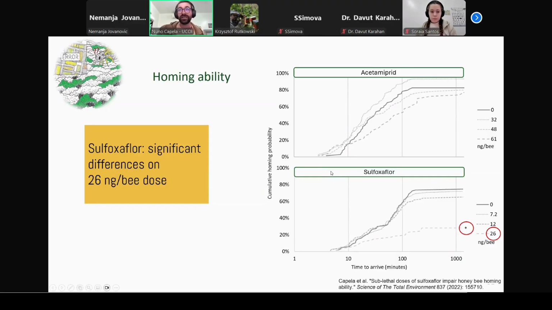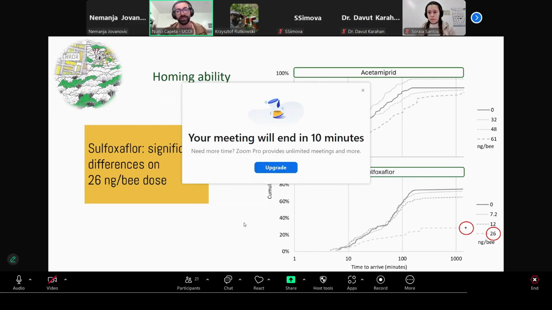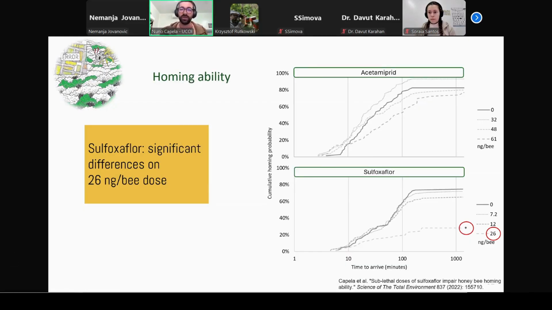On the other hand, for the sulfoxaflor, as you see here with 26 nanograms, so much lower than what we tested for the acetamiprid, which was 61, we have effects. So only around 20-something percent of the bees reach home instead of 80 to 70 percent, which is quite interesting since this sulfoxaflor is in the market, or came to be in the market somehow, to substitute neonicotinoids.